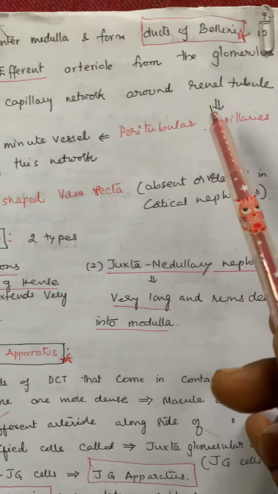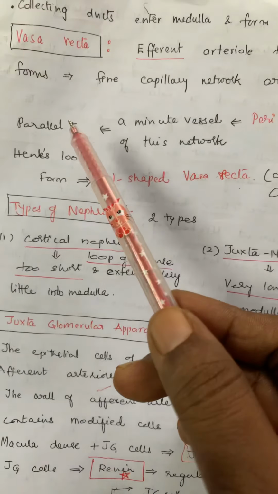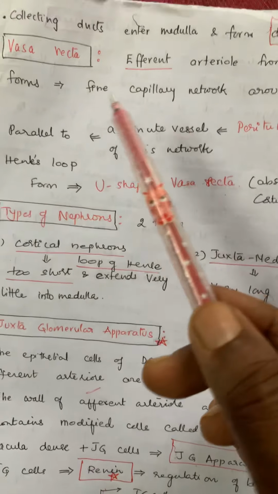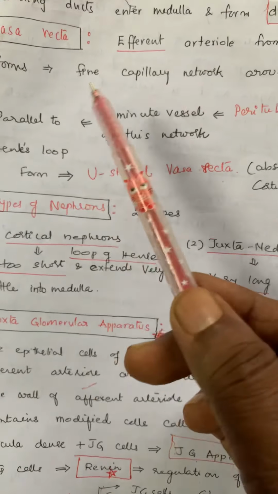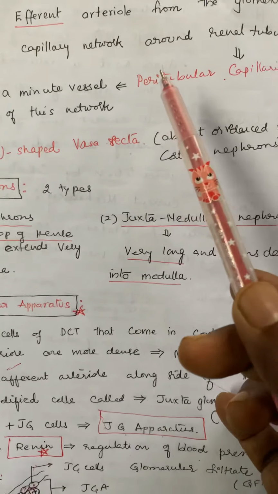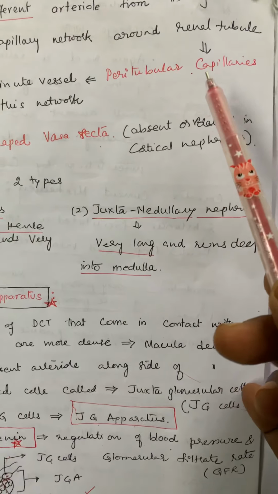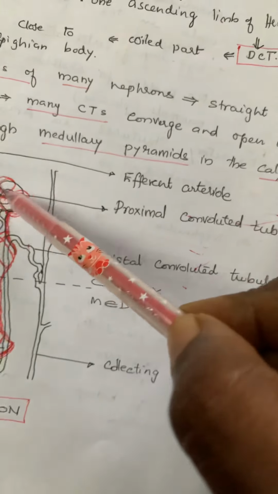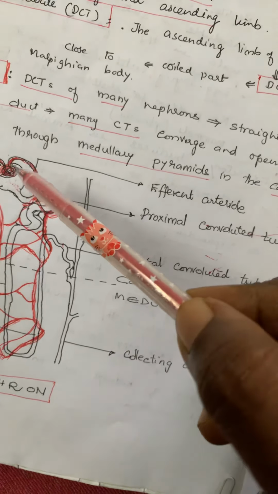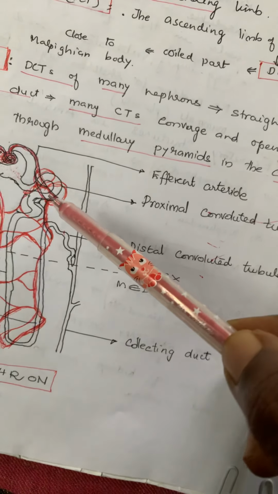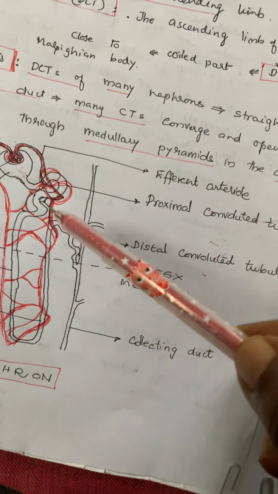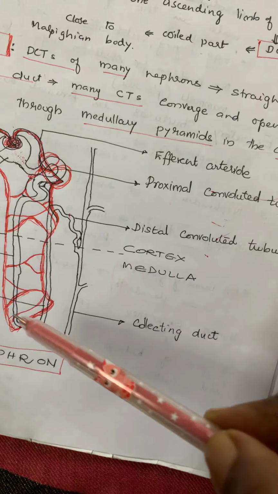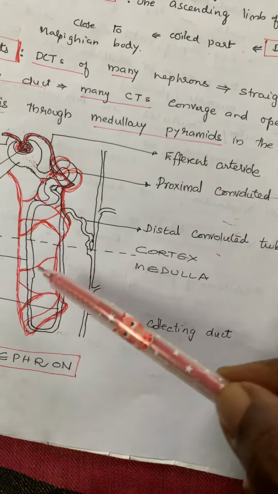And what is vasa recta? The efferent arteriole from the glomerulus forms a fine capillary network around the renal tubule. That is called the peritubular capillary network.